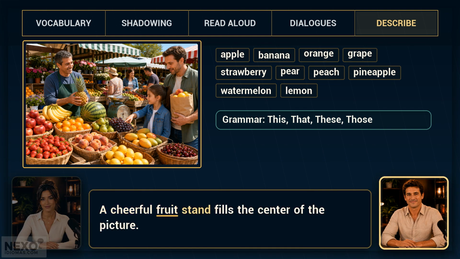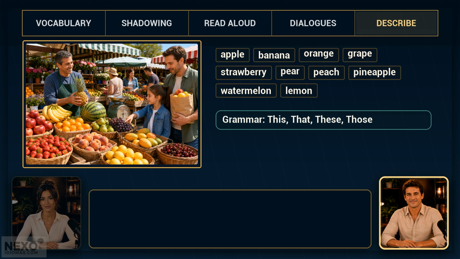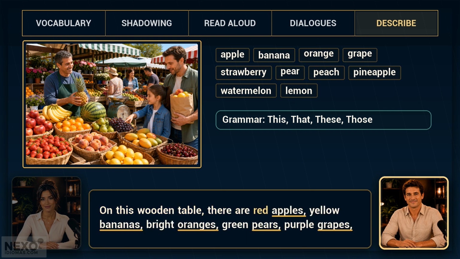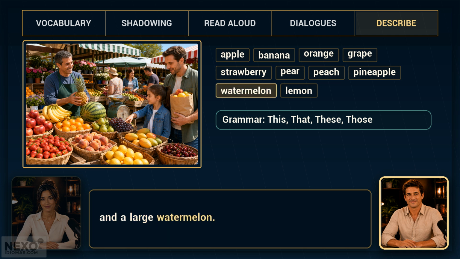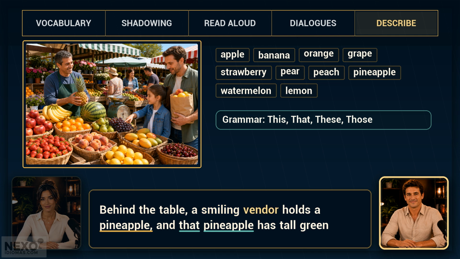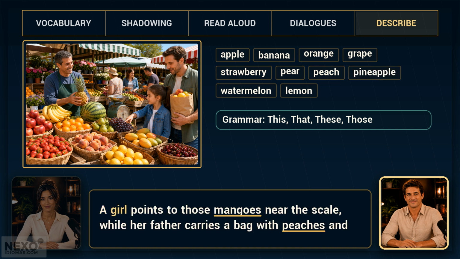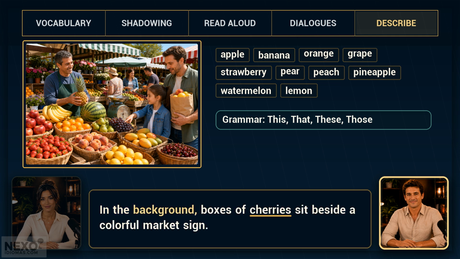A cheerful fruit stand fills the center of the picture. On this wooden table, there are red apples, yellow bananas, bright oranges, green pears, purple grapes, and a large watermelon. These strawberries are in a small blue basket. Behind the table, a smiling vendor holds a pineapple, and that pineapple has tall green leaves. A girl points to those mangoes near the scale, while her father carries a bag with peaches and lemons. In the background, boxes of cherries sit beside a colorful market sign.